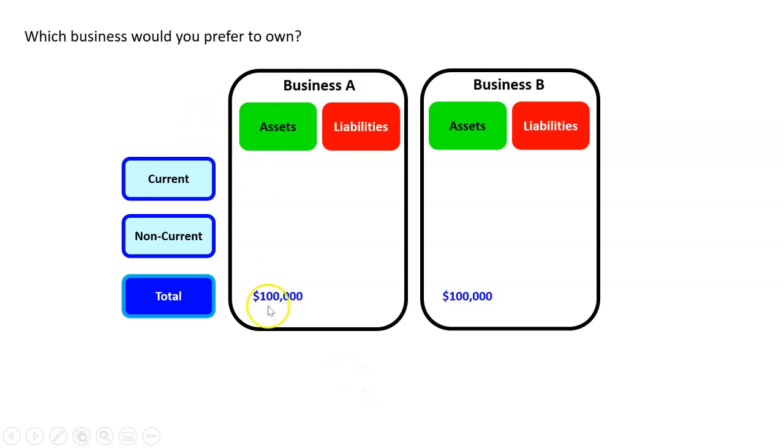So we'll start with this. Both businesses have assets of 100,000. So there's business A's assets, there's business B's. I can't split them at this point. I need some more information. So let's look at the liabilities. Well, both businesses have liabilities of 70,000, and I can't split them either. They look identical to me on paper.